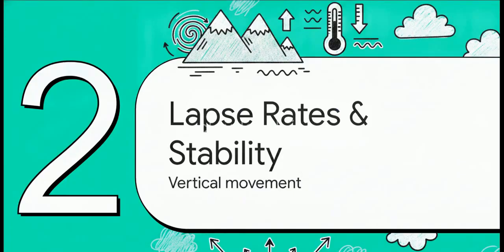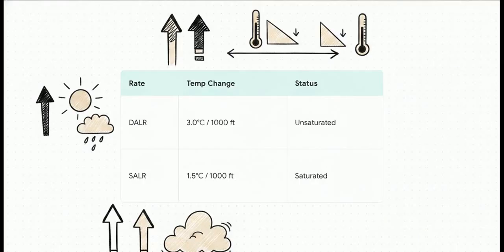All right, Section 2, lapse rates and stability. We're talking vertical movement. Now we're transitioning from raw surface thermodynamics into vertical movement. Basically, we need to understand exactly how temperature behaves as we climb, because that completely dictates the stability of the atmosphere itself. We're comparing 2 really crucial rates of cooling for rising air here: the dry adiabatic lapse rate versus the saturated adiabatic lapse rate.